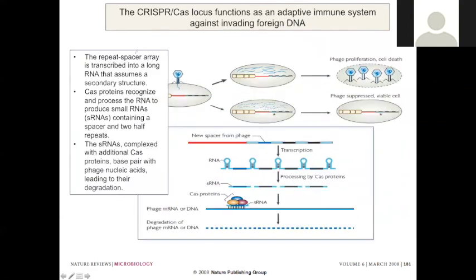As I've said, the repeat spacer array is transcribed into a long RNA that we see here. Cas proteins recognize and process the RNA into small RNAs called sRNAs, and they contain a spacer and two half-repeat sequences shown here. These sRNAs are complexed with the Cas proteins, and they base pair in a sequence-specific manner with phage DNA, degrading the invading phage RNA or DNA.